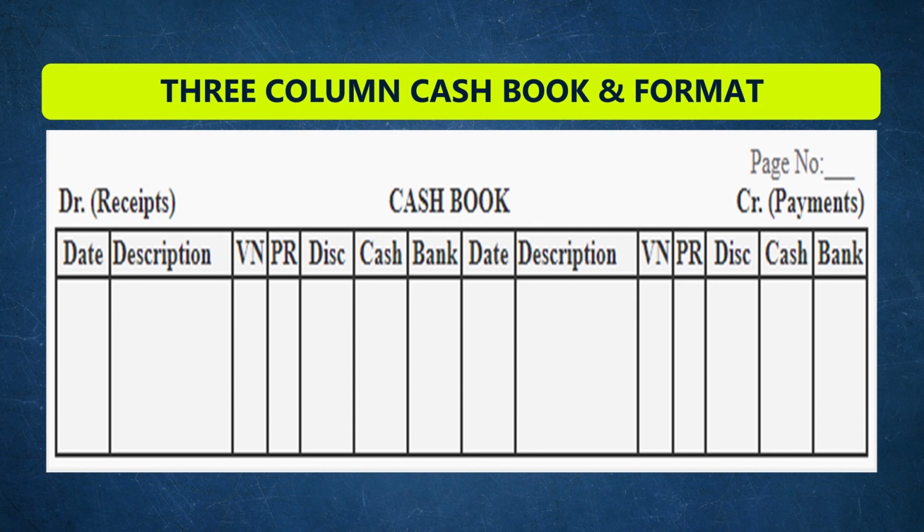If we are making the payment of discount to our customer, then it will be recorded in the debit side. If we are receiving the discount from our supplier, then it will be recorded in the credit side of the cash book. So this is how the 3-column cash book is maintained.